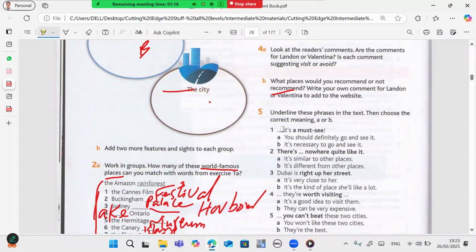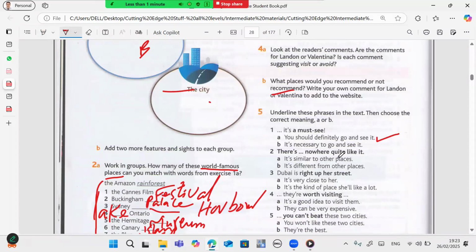The meaning: it's a must see. What does it mean? You should definitely go to see it. Yes, of course. طيب. There is nowhere quite like it. It's not similar to other places, يعني مفيش أحسن من كده. It's different from other places. B.